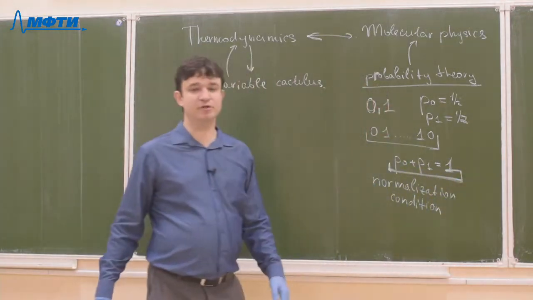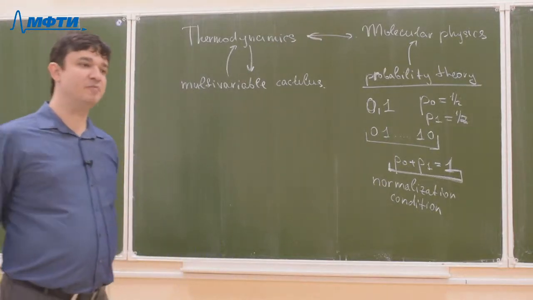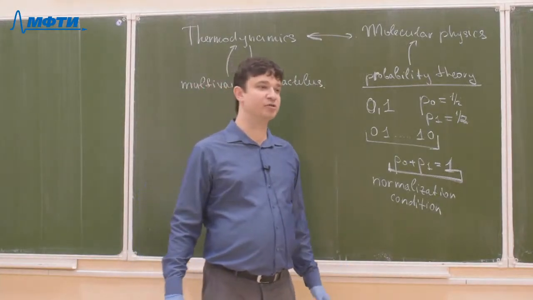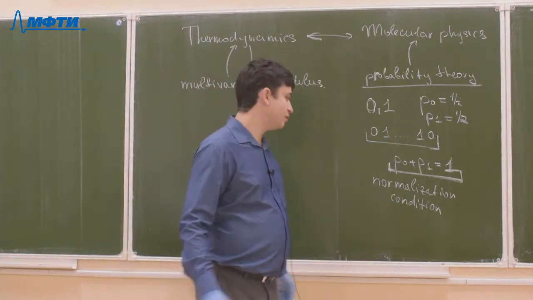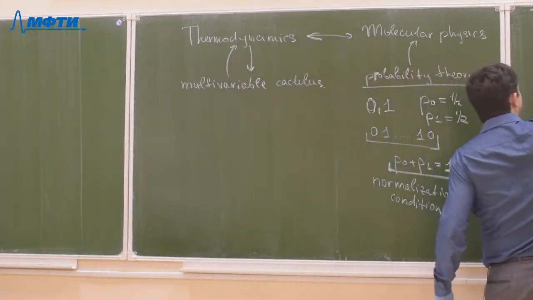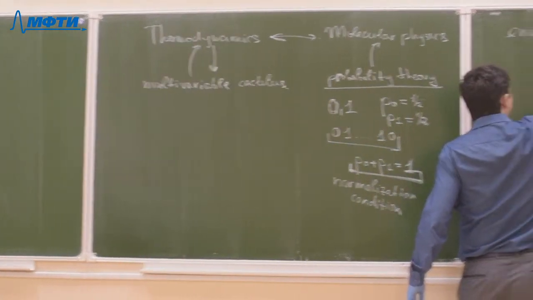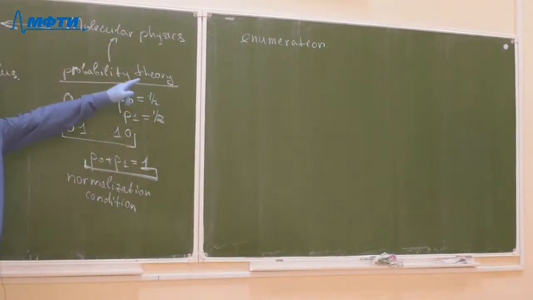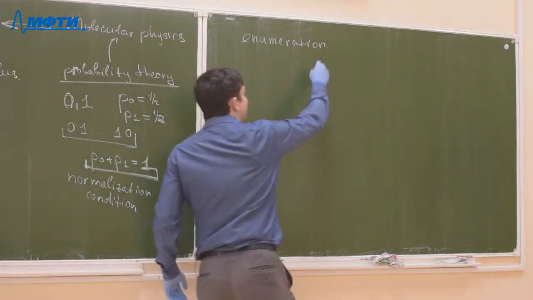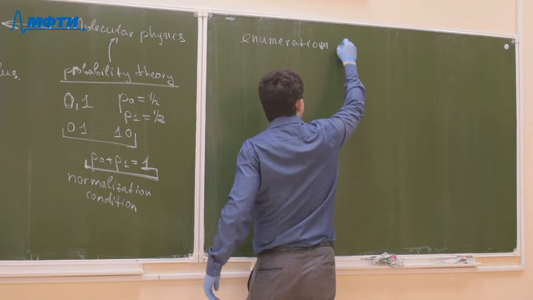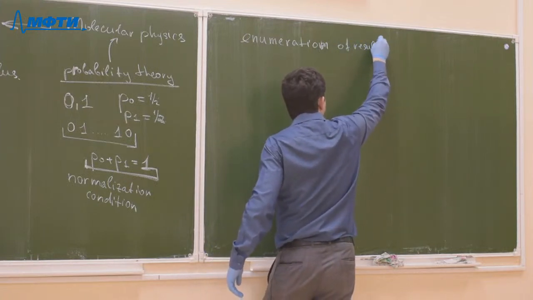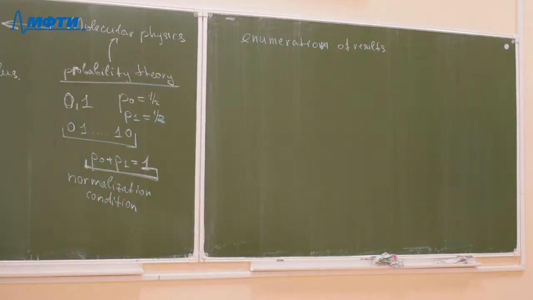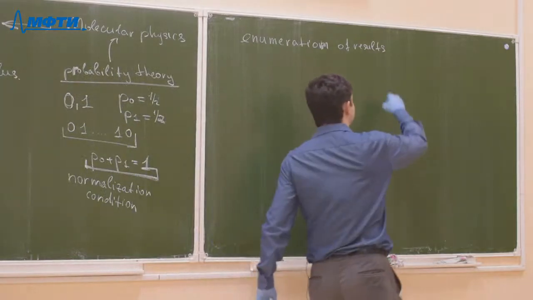At the same time, if you want to answer a bit more complex questions about this sequence, you need to understand how to enumerate the results. So enumeration of results can be considered one of the most important parts of probability theory, and this is a related subject in math which is called combinatorics.